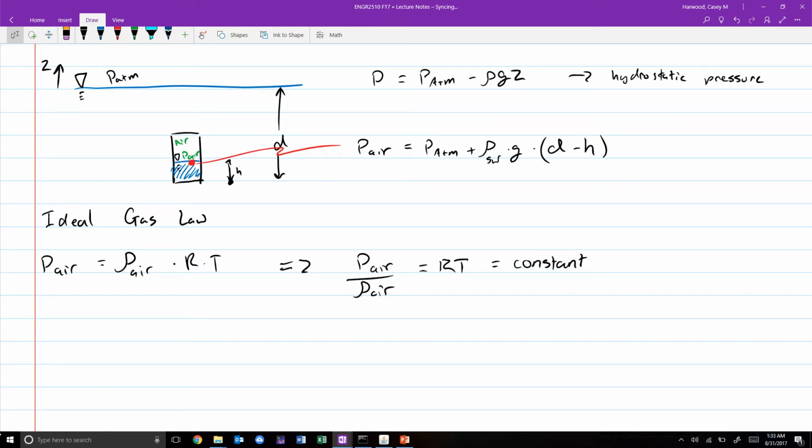constant if we assume isothermal compression. That is, if we can assume that this air is compressed without the temperature changing, or without the value of T changing, then P over rho is going to be a constant quantity.